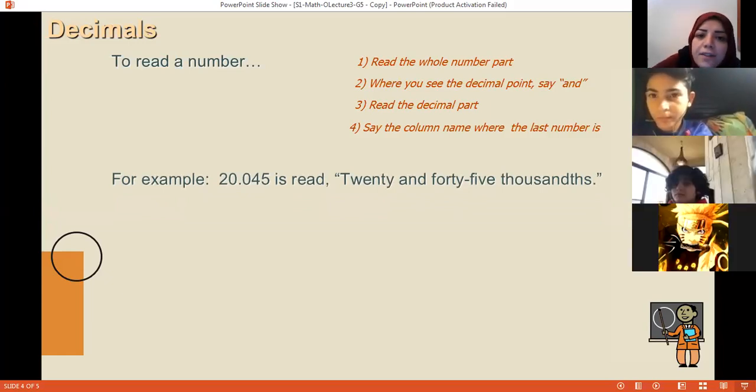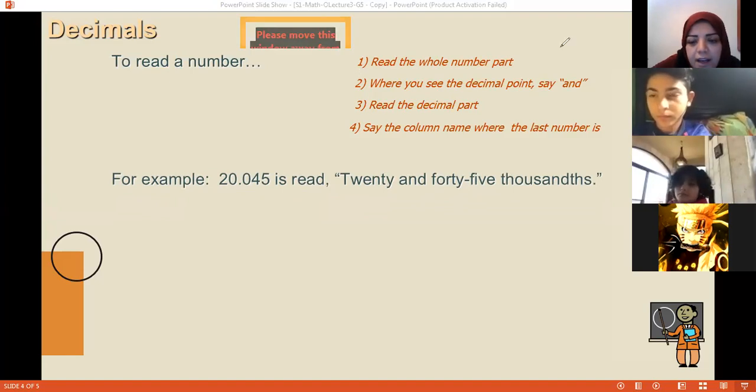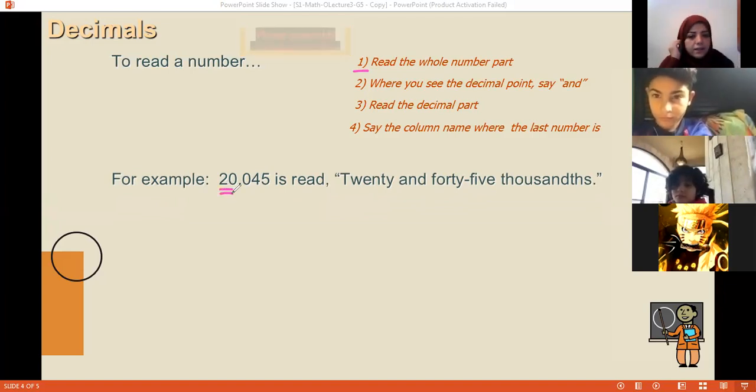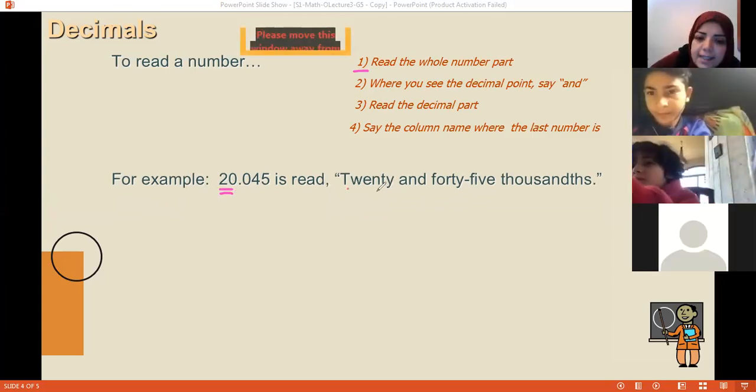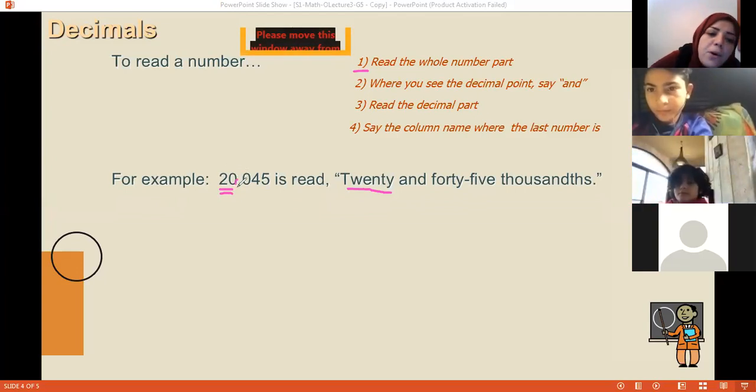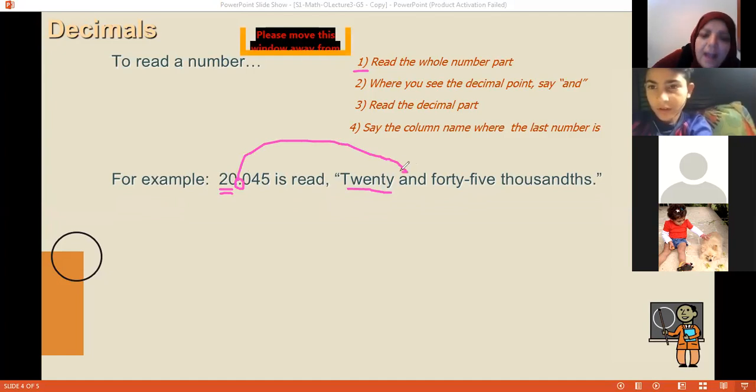So if I have 20.045, the first step, don't forget, is to start by reading the whole part. This is the whole part. What's the whole part? 20. So I write 20. Every time I see the point, what do I replace it with? And.